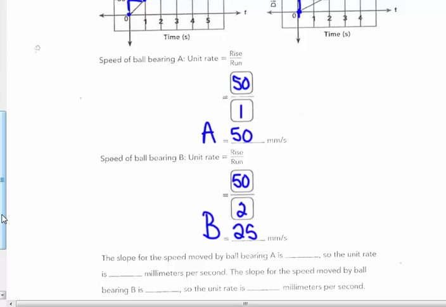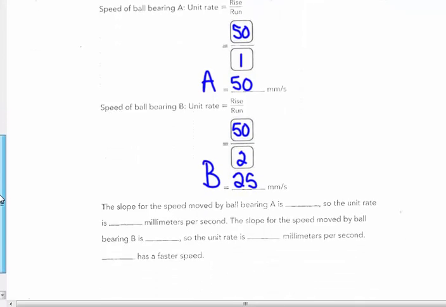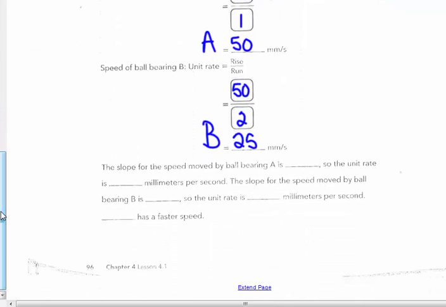A has the 50 millimeters per second. So ball bearing A has the faster speed. And yes, the slope for the speed moved by ball bearing A was 50, so that's 50 millimeters per second. The slope for the speed moved by ball bearing B is 25. So the unit rate is 25 millimeters per second.